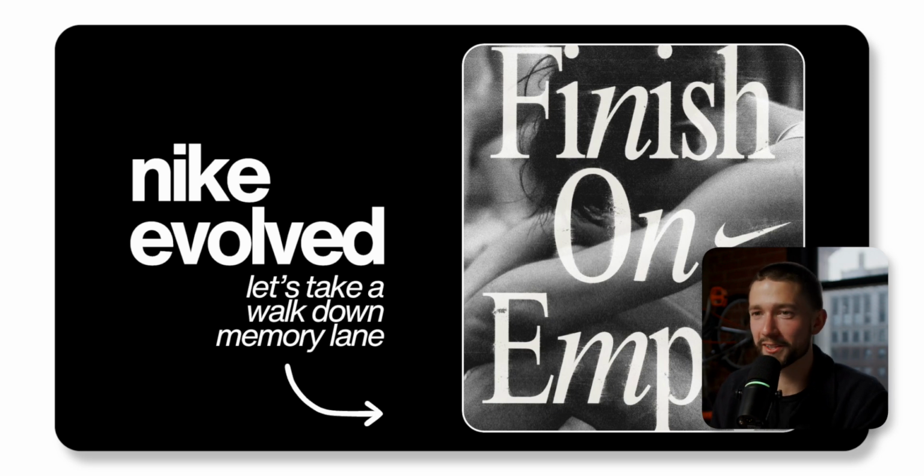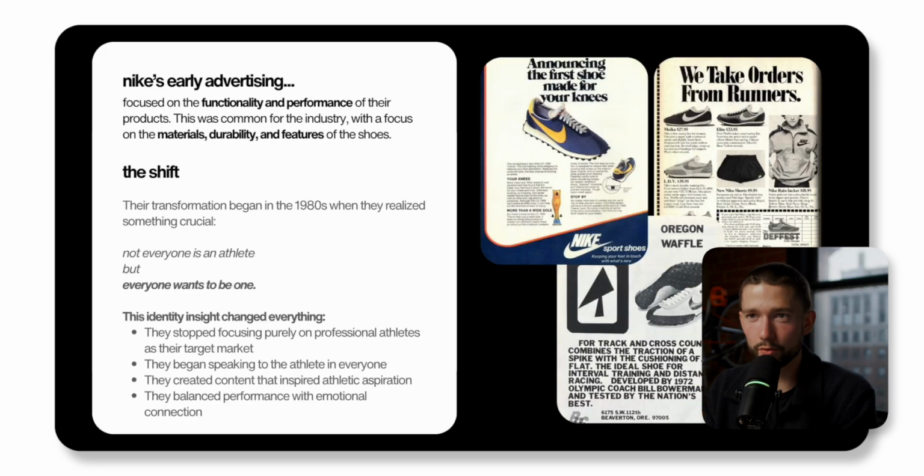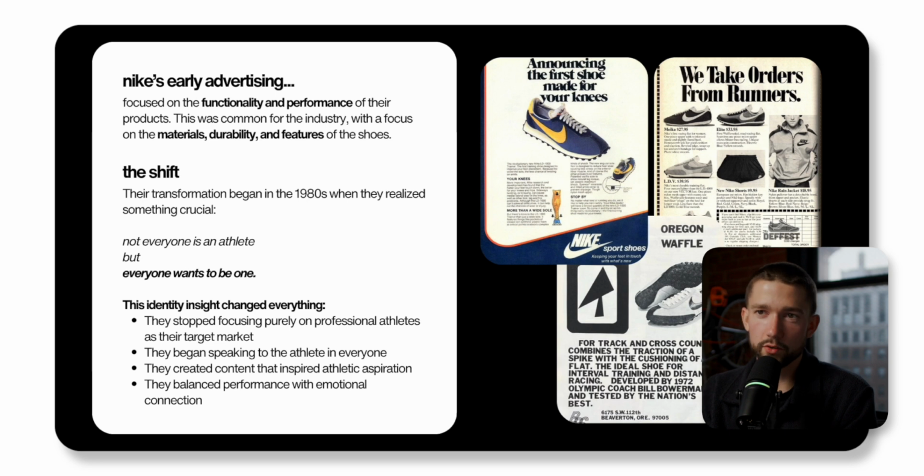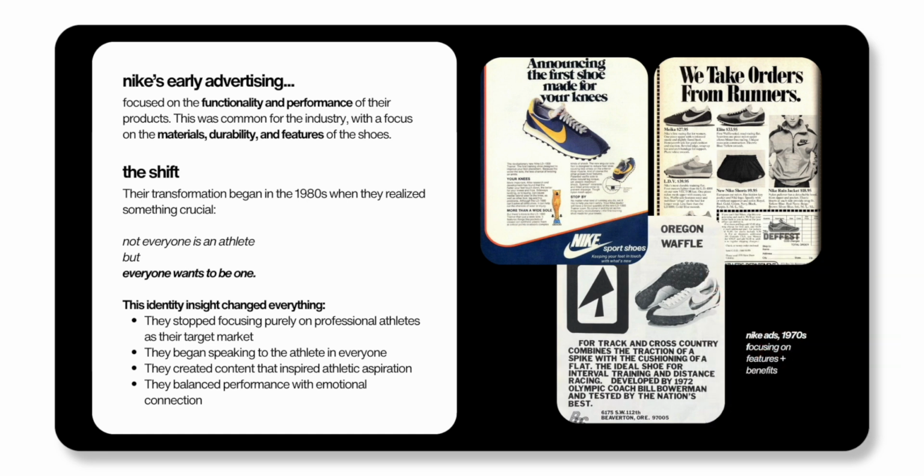And let's take a little walk down memory lane here. This is a little story of Nike. So Nike's early advertising focused on functionality and performance. Now, let's think about direct response content, oftentimes focusing on features and benefits of a product. Also representative of many young brands. So they're focused on functionality and performance of their products. And this was common for the industry, focusing on the materials, durability, and features of the shoes.